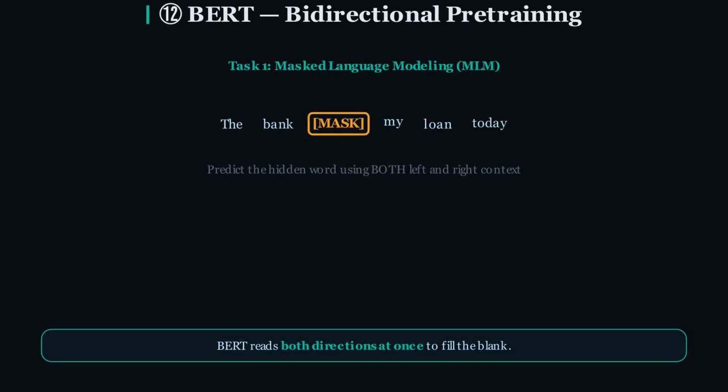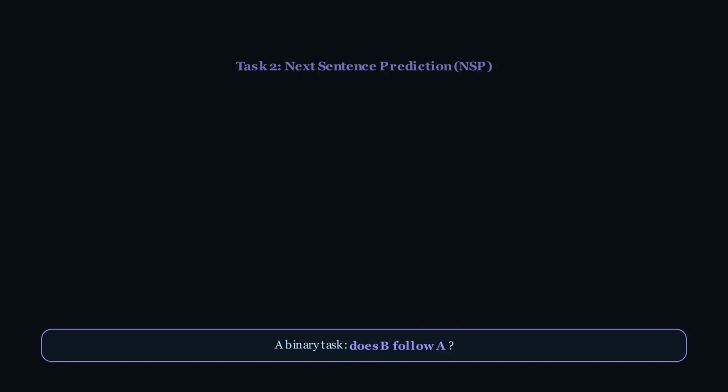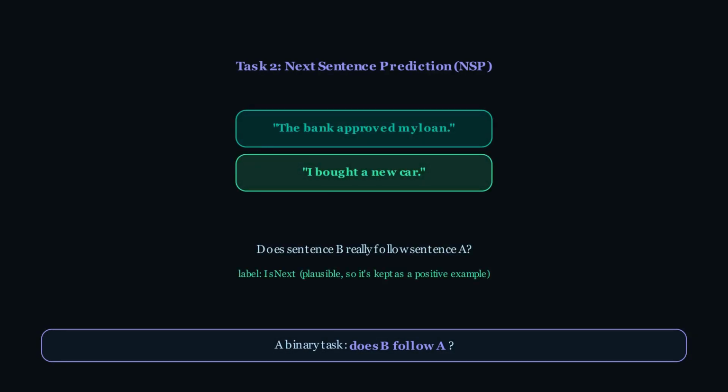BERT's first pre-training task is masked language modeling. Random tokens in a sentence are hidden, and the model must predict them using context from both the left and the right simultaneously. A truly bidirectional view that earlier models like GPT couldn't achieve.